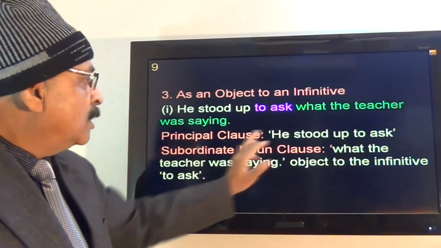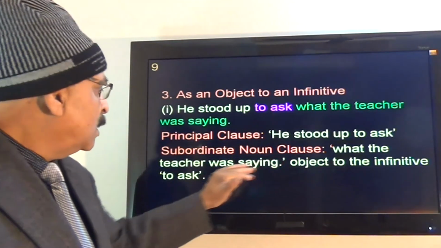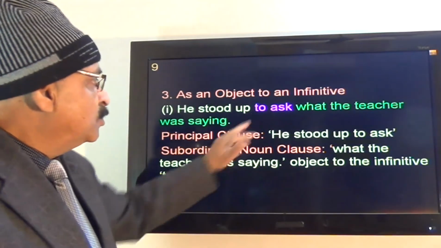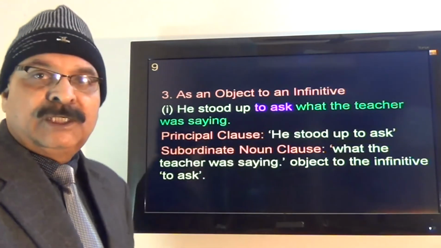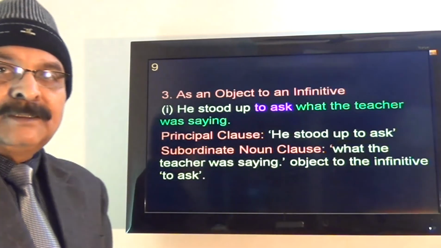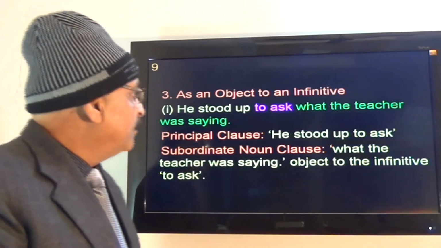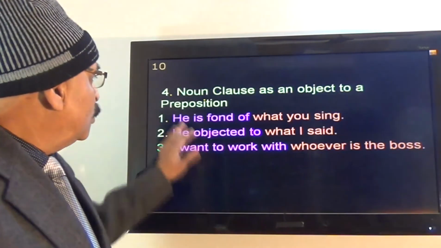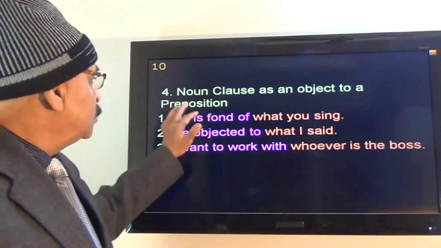Principal clause is "stood up to ask", subordinate clause is "what the teacher was saying", and this is object to the infinitive "to ask". This clause is object to the infinitive to ask. Right. So in this way we have done three noun clauses till now. The fourth noun clause is object to a preposition.